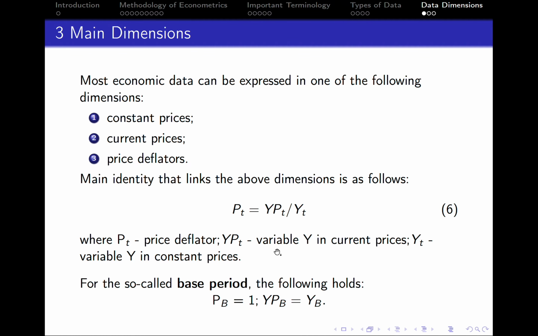You will also find something called base period, and for the so-called base period the following holds. So the price deflator in the base period is always equal to 1 or 100, and the value of variable y in current prices is equal to its value in constant prices.